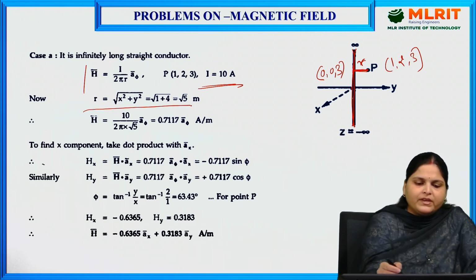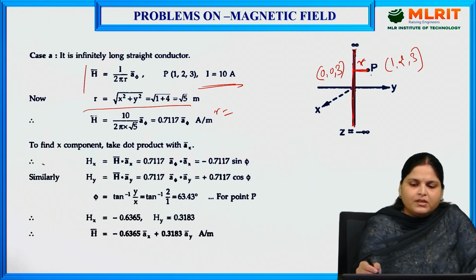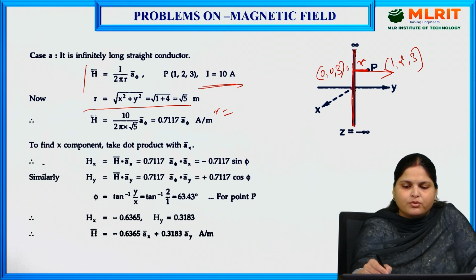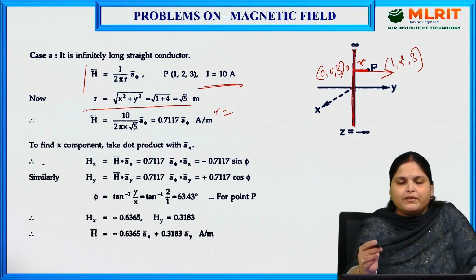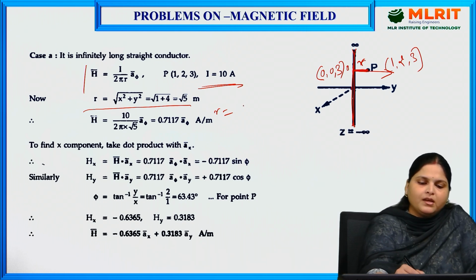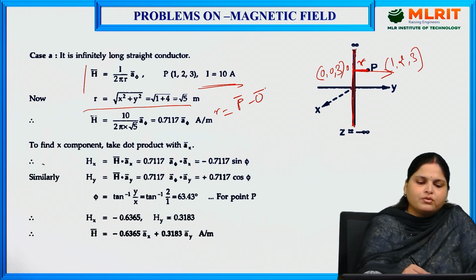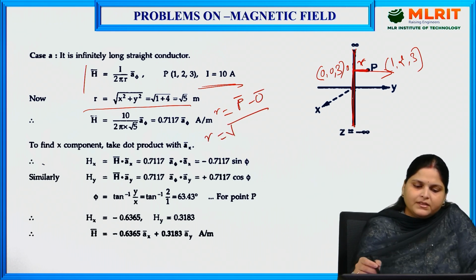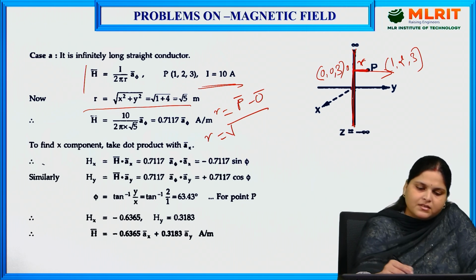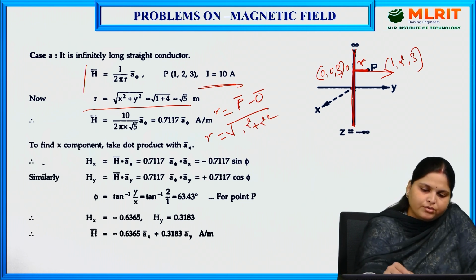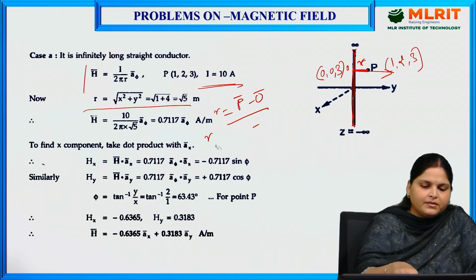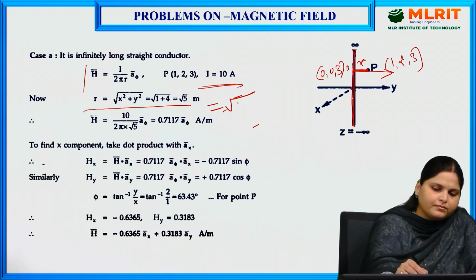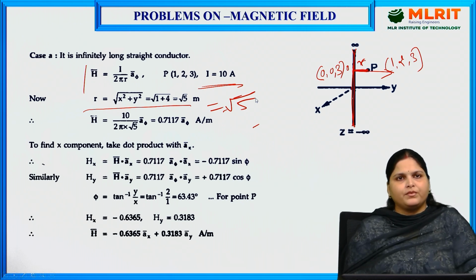So like this we can calculate R here. Because we are finding the field like this, the direction will be from, suppose this is point O, to P. So when we are calculating the radius, it will be P minus O. So R will become under root of 1 square plus 2 square, and we will get under root 5 meter. This is R.